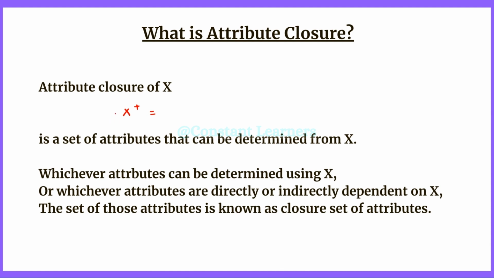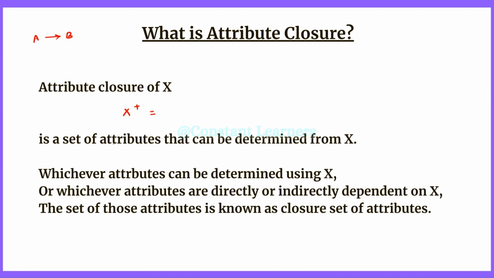So, we've already discussed what is functional dependency. In functional dependency, we have an attribute on the left hand side, that is the determinant, right? And on the right hand side, we have the dependent, right? So we say that A determines B. Now, whichever attributes can be determined from X, the set of those attributes is known as attribute closure of X.